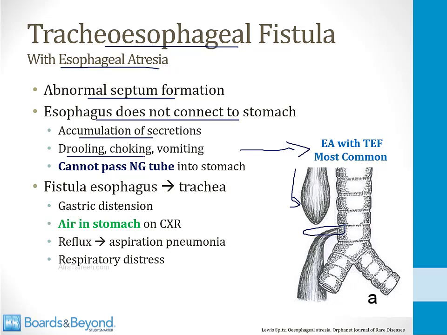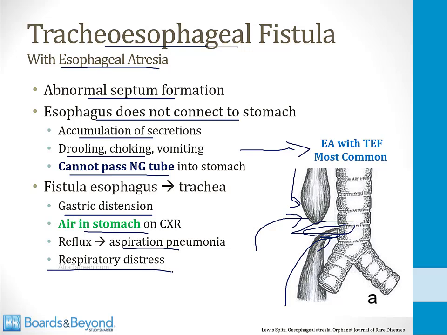In addition, in these babies, you classically cannot pass an NG tube into the stomach. That's because the nasogastric tube cannot go beyond the blind pouch of the proximal esophagus. These babies also have a fistula connecting the trachea to the esophagus and the stomach, so that can allow air into the stomach, causing gastric distension and air that you can see on X-ray. You can also have stomach contents reflux into the trachea, causing aspiration pneumonia and respiratory distress in a newborn.